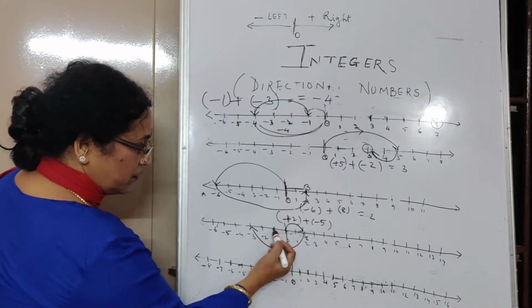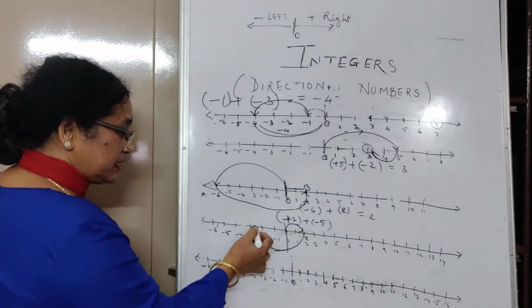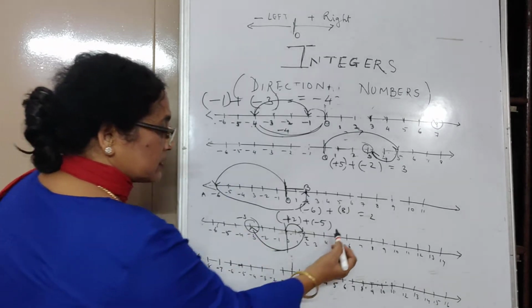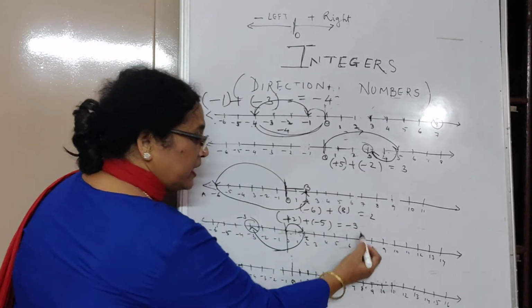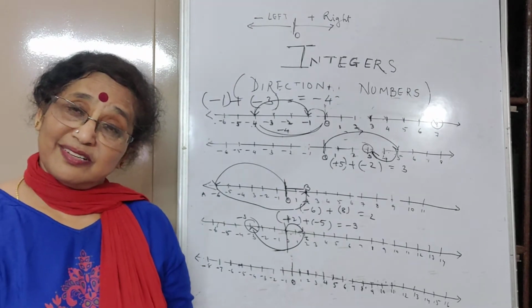1, 2, 3, 4, 5. 5 steps to the left. My journey is completed. And where I stand is -3. This is the answer. So I am ultimately 3 units left of my house.